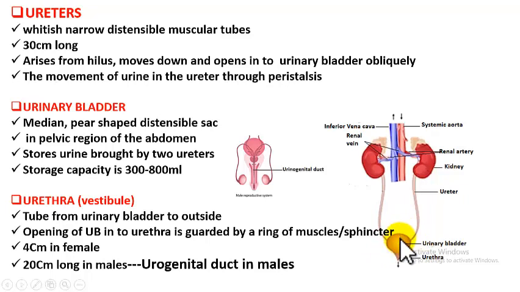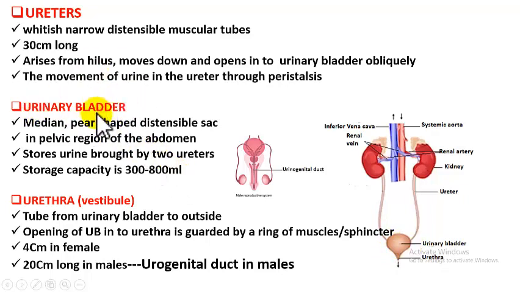So where is the pelvic region? It is between the legs and the abdomen. Abdomen, legs madhyalo there is one region. In this region, the urinary bladder is placed, and its function is to store the urine until the expulsion. Adi expel ayyanta varaku urine ni temporary ga store chestundi, and its storage capacity is 300 to 800 ml.